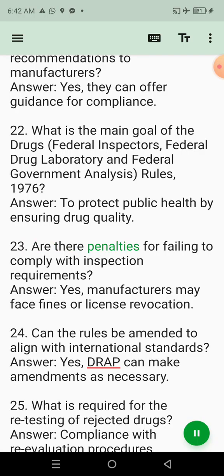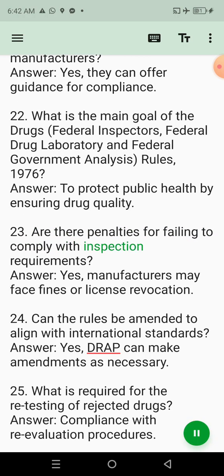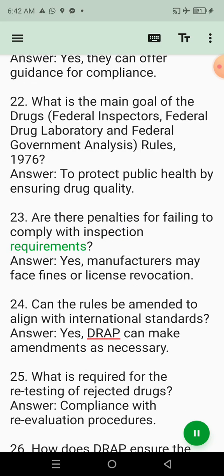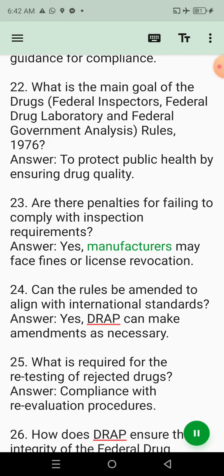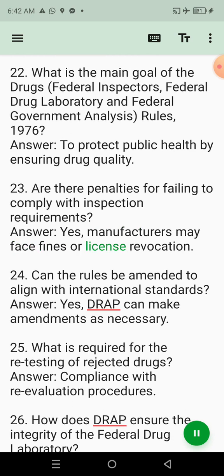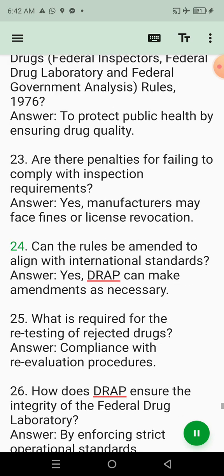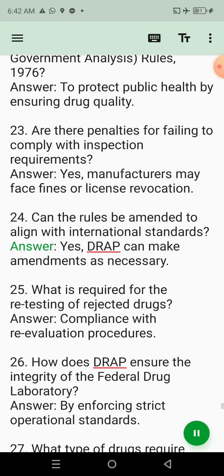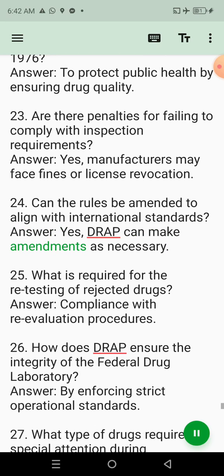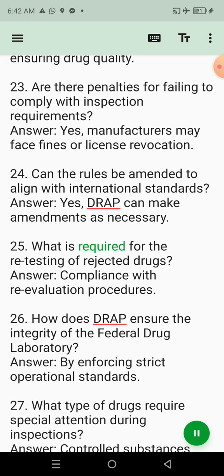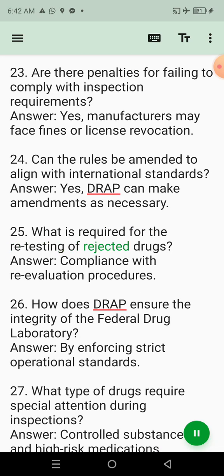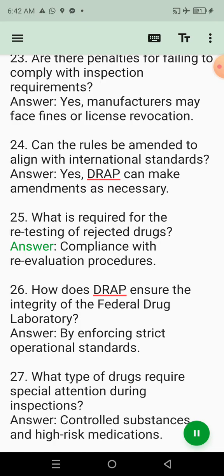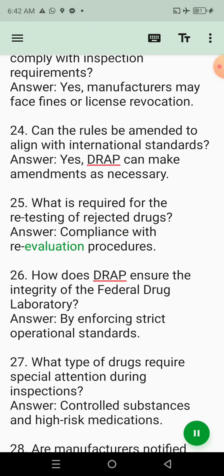23. Are there penalties for failing to comply with inspection requirements? Answer: yes, manufacturers may face fines or license revocation. 24. Can the rules be amended to align with international standards? Answer: yes, DRAP can make amendments as necessary. 25. What is required for the retesting of rejected drugs? Answer: compliance with re-evaluation procedures.